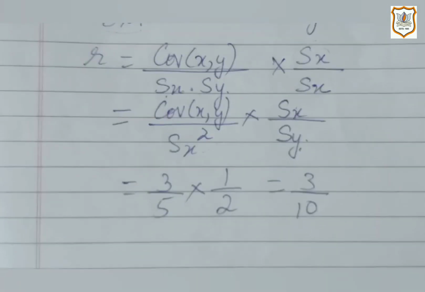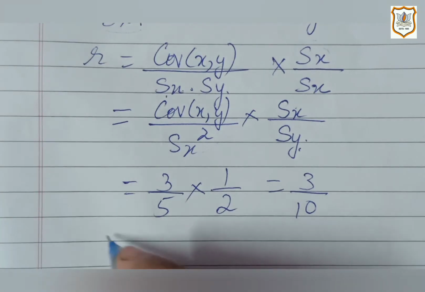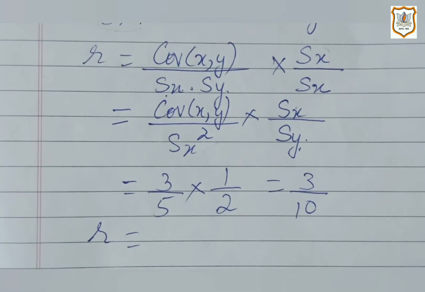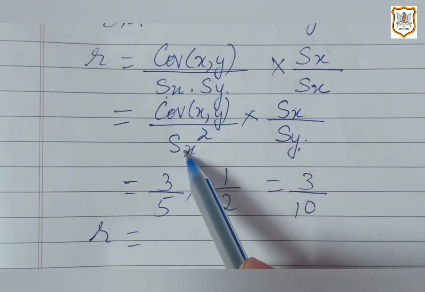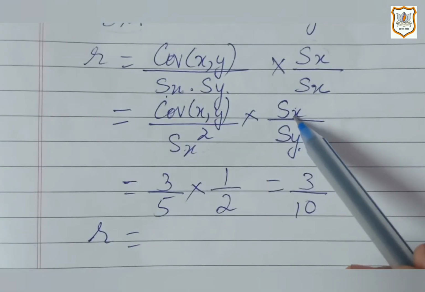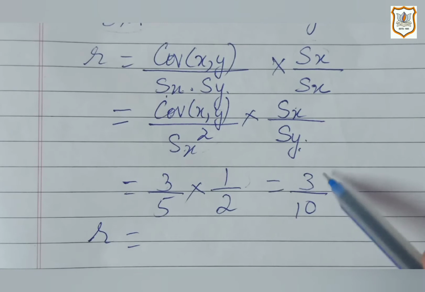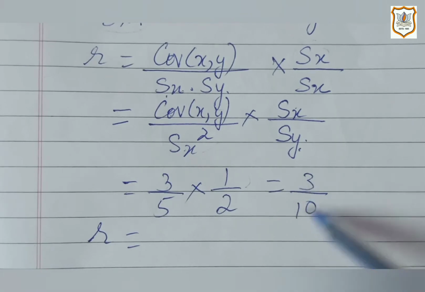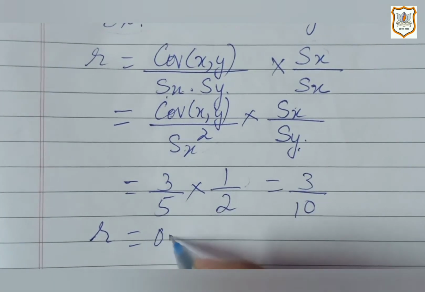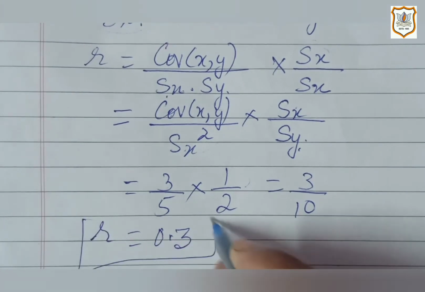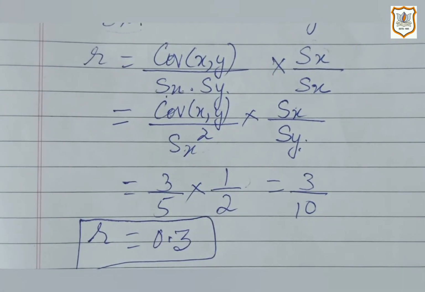So now what you will have? This R will be equal to, see what we have done? Covariance xy by Sx square was 3 by 5. Sx upon Sy is half. So now we have substituted. Now this answer which we are getting, 3 by 10, we can write it down as 0.3. So this is the correlation coefficient.